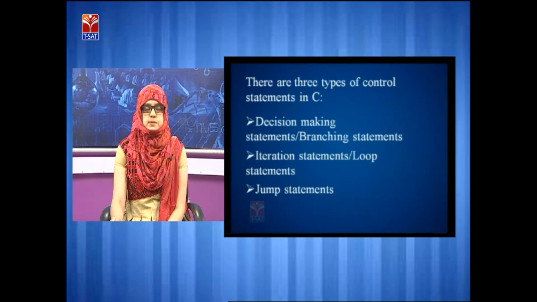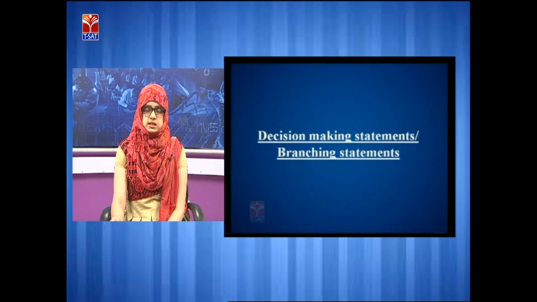There are three types of control statements in C. First are the decision-making statements, which are also called branching statements. The second is the iteration statements, which are otherwise called loop statements. And third is the jump statements. Let us first speak about the decision-making statements, which are otherwise called branching statements.